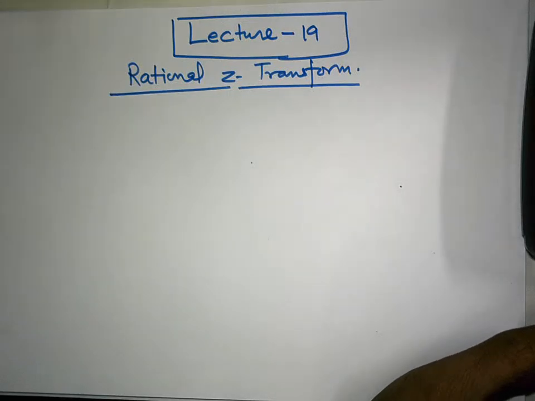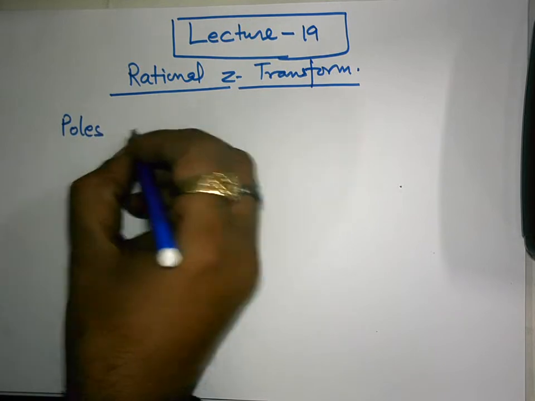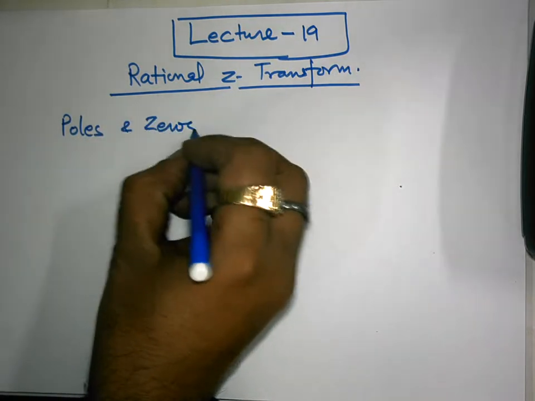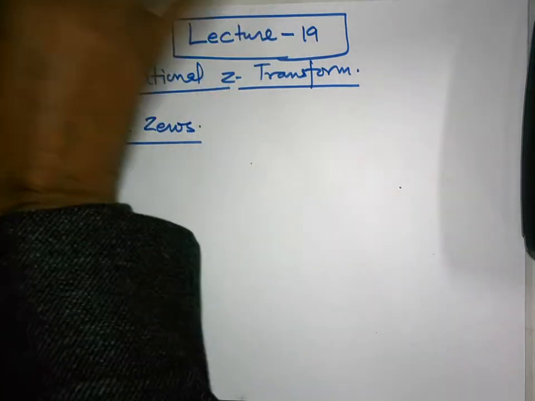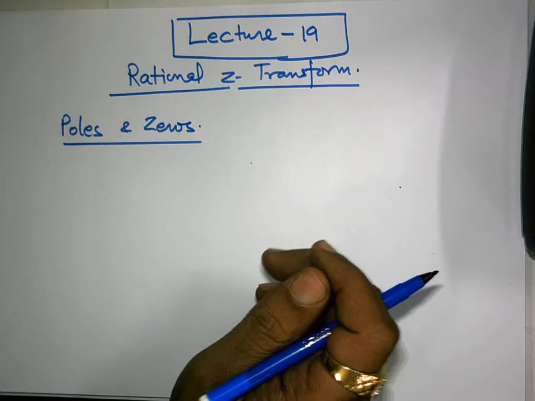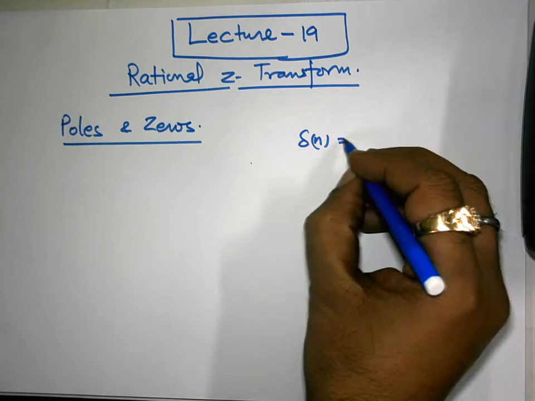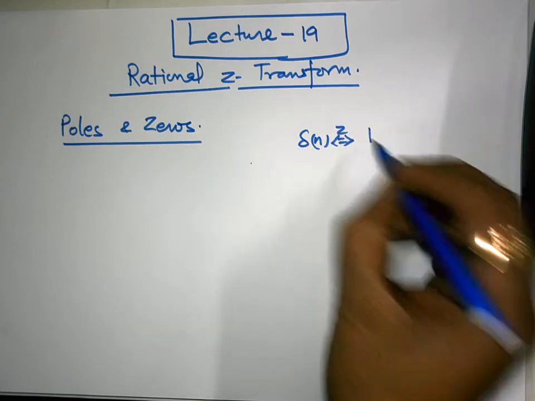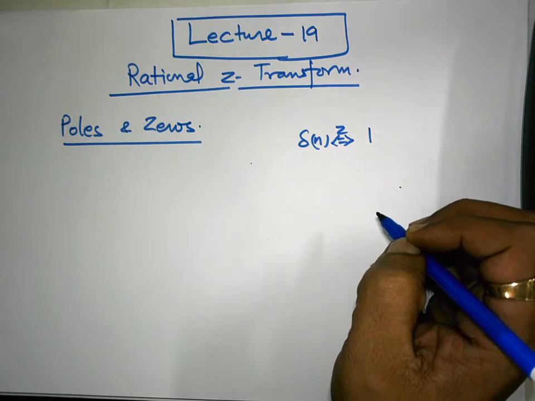So let us start the rational z transform, and we will see what are poles and zeros in a rational z transform. So far we have seen the z transform of many signals like delta n. Its z transform is 1, and the region of convergence is the entire z plane.